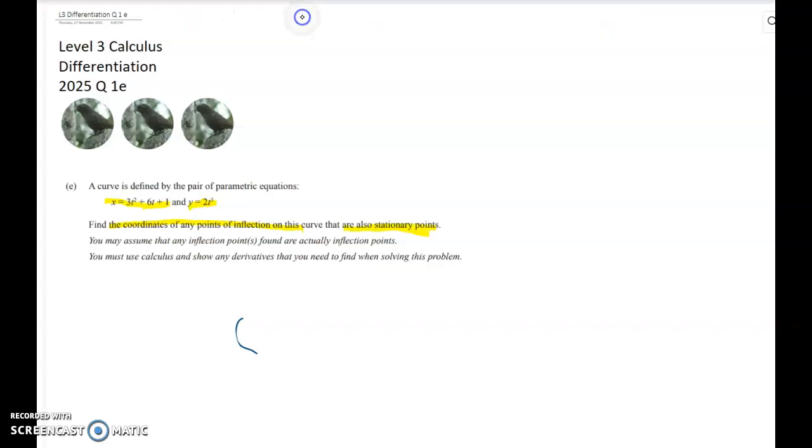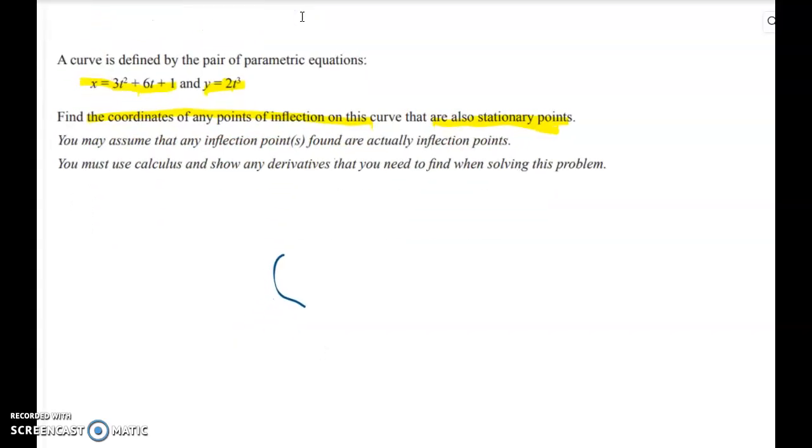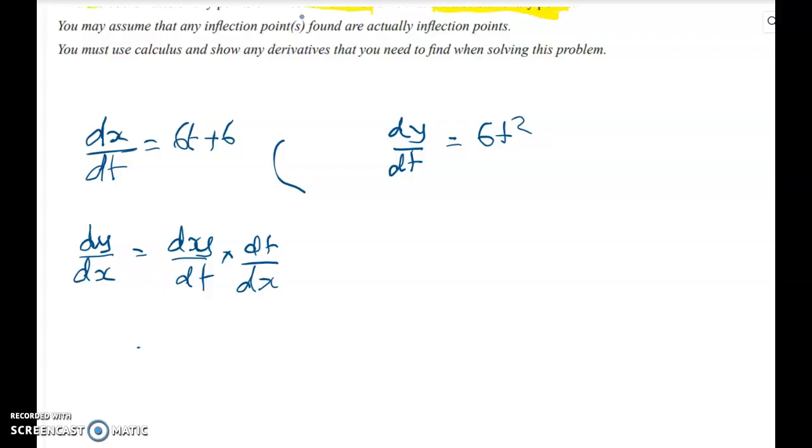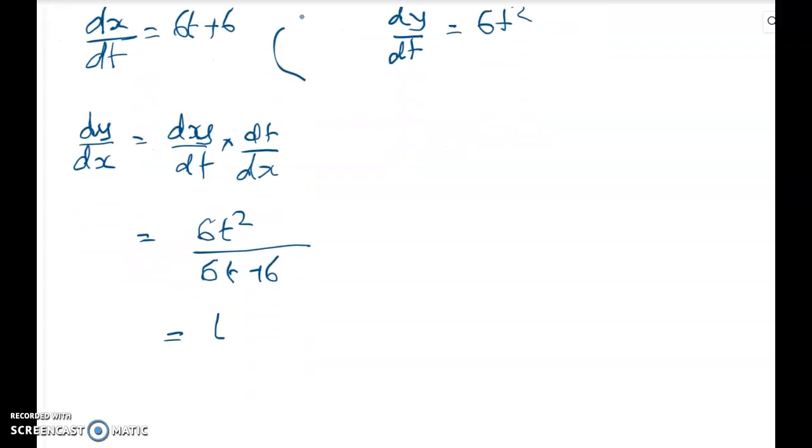Okay, right, let's go. We're going to start off by finding dx by dt and dy by dt. So dx by dt is going to be 6t plus 6. dy by dt is a very easy 6t squared. So dy by dx will be dy by dt times dt by dx, which gives us 6t squared over 6t plus 6. And we can clean that up and we get t squared divided by t plus 1.